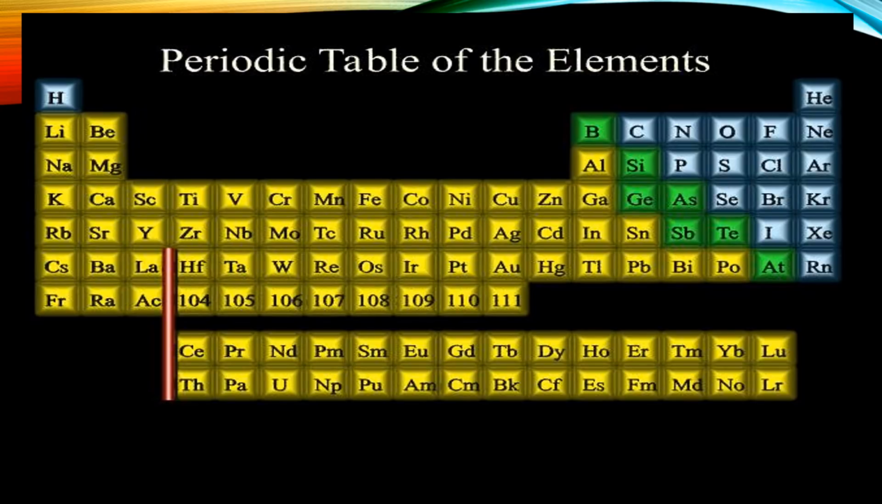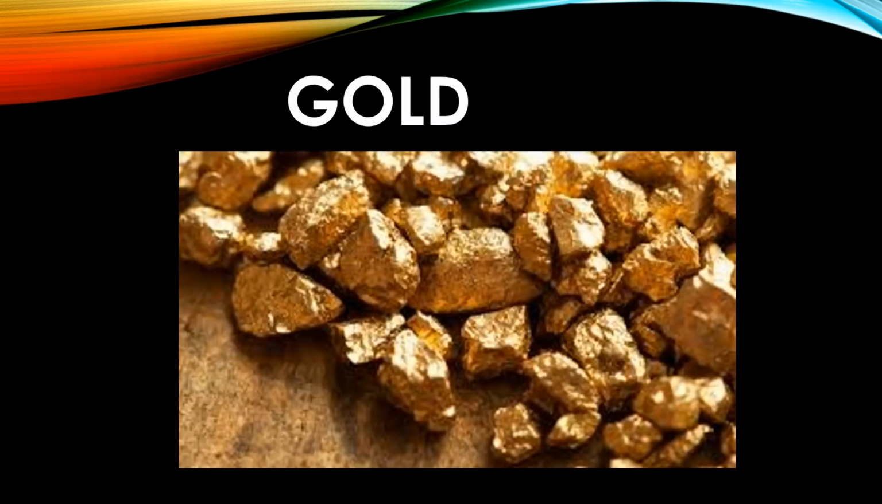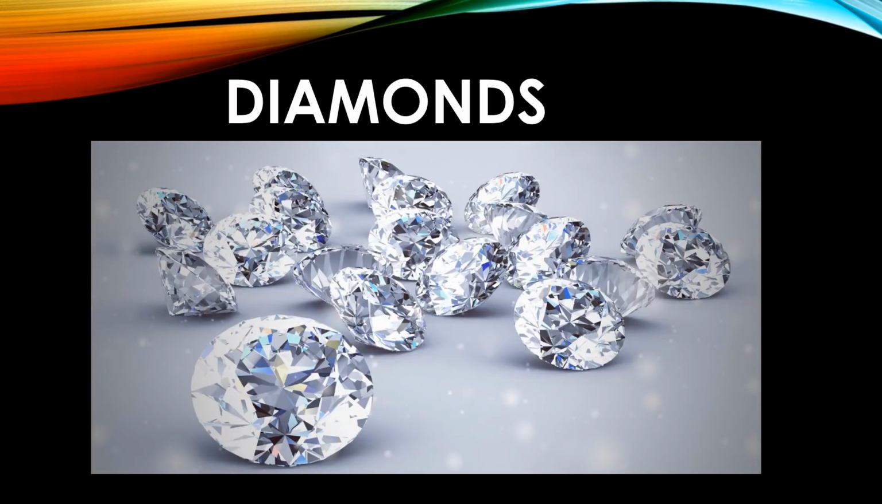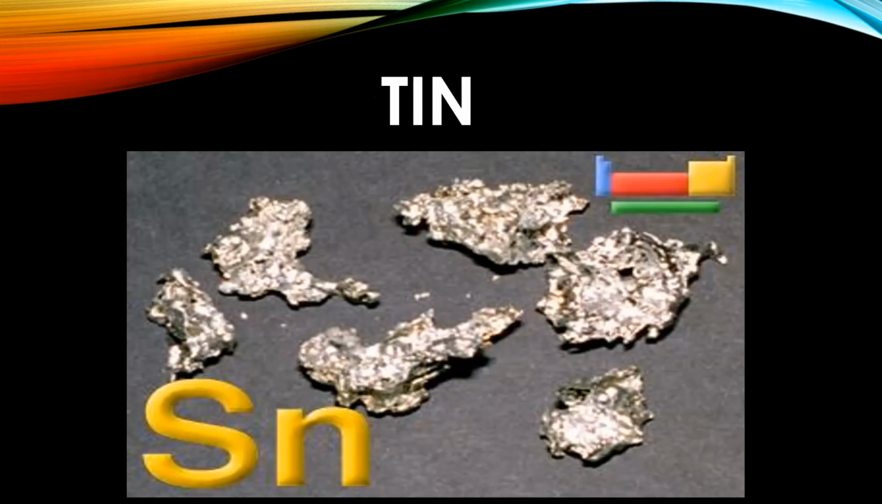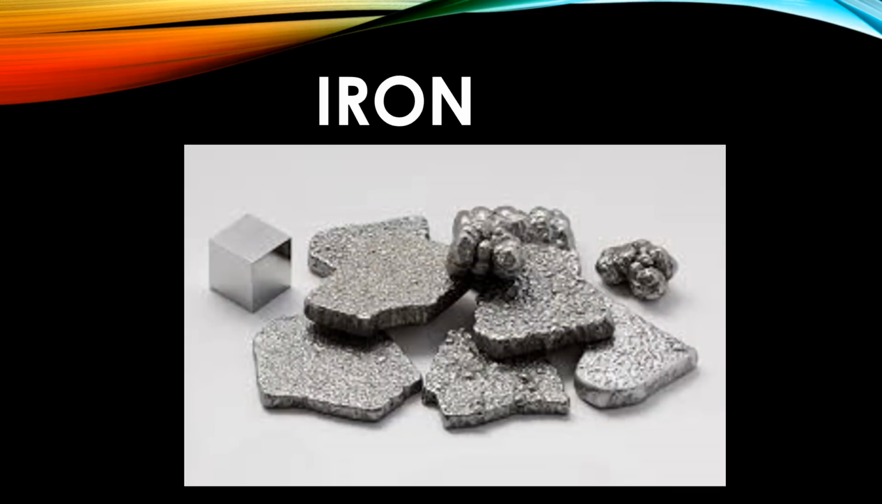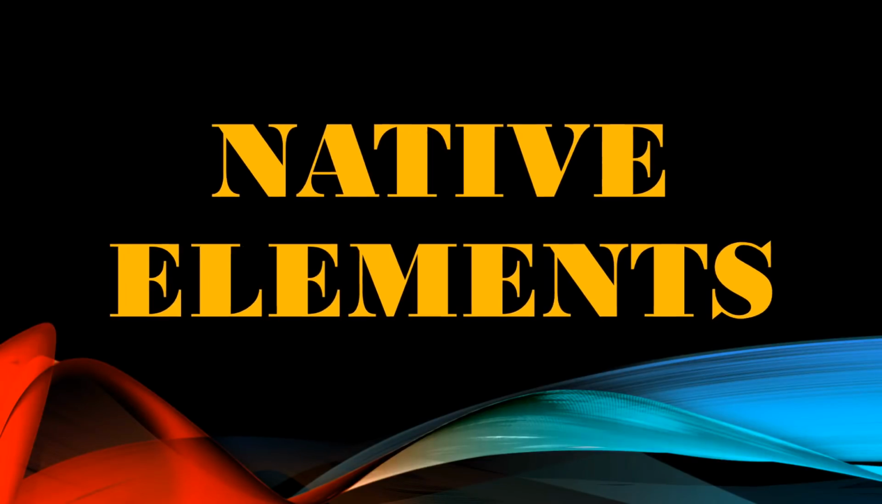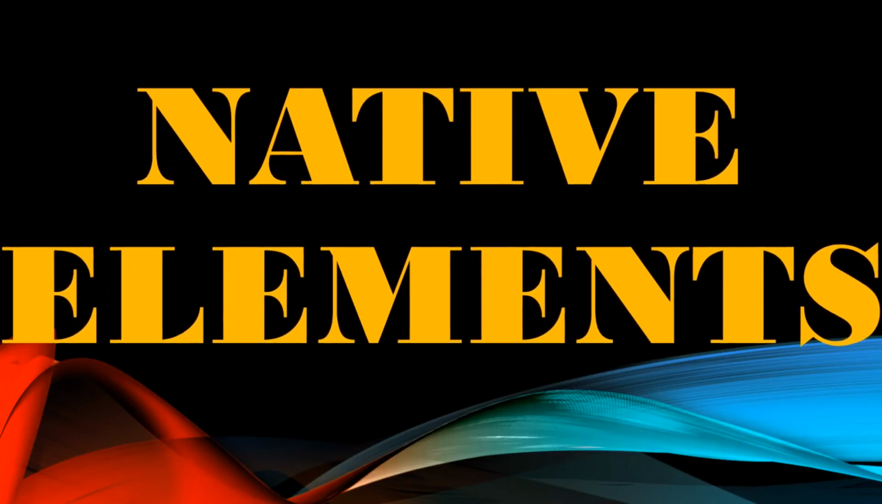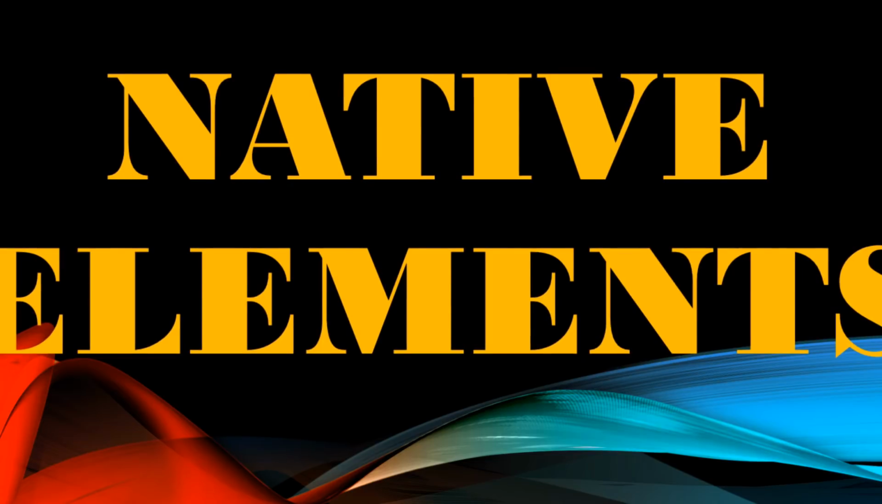There are minerals in the Earth's crust that are elements. Gold, diamonds, silver, tin, copper, and iron are a few examples. We call these minerals native elements. As you will see, they will meet the four characteristics they need to be considered a mineral.